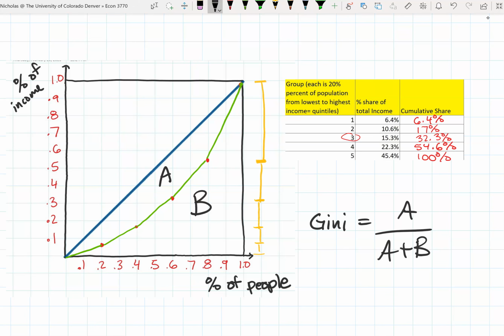Incidentally, this data is for China. This is the Chinese data, I believe, from 2016, if I remember correctly where I got it from. So, just a second example of how to do a Lorenz curve when you have quintiles. Okay, and this was an optional video.